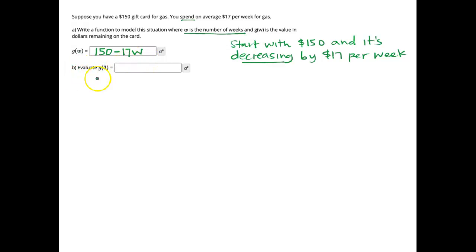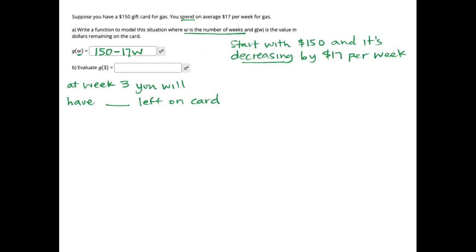All right, and so then on part B, it just gives us a little scenario. Here it's trying to ask us, at week 3, how much money will you have left on the card? When it's saying evaluate G of 3, remember that 3 means week, so I'm just going to write it in words here. So at week 3, you will have blank amount of money left on the card.